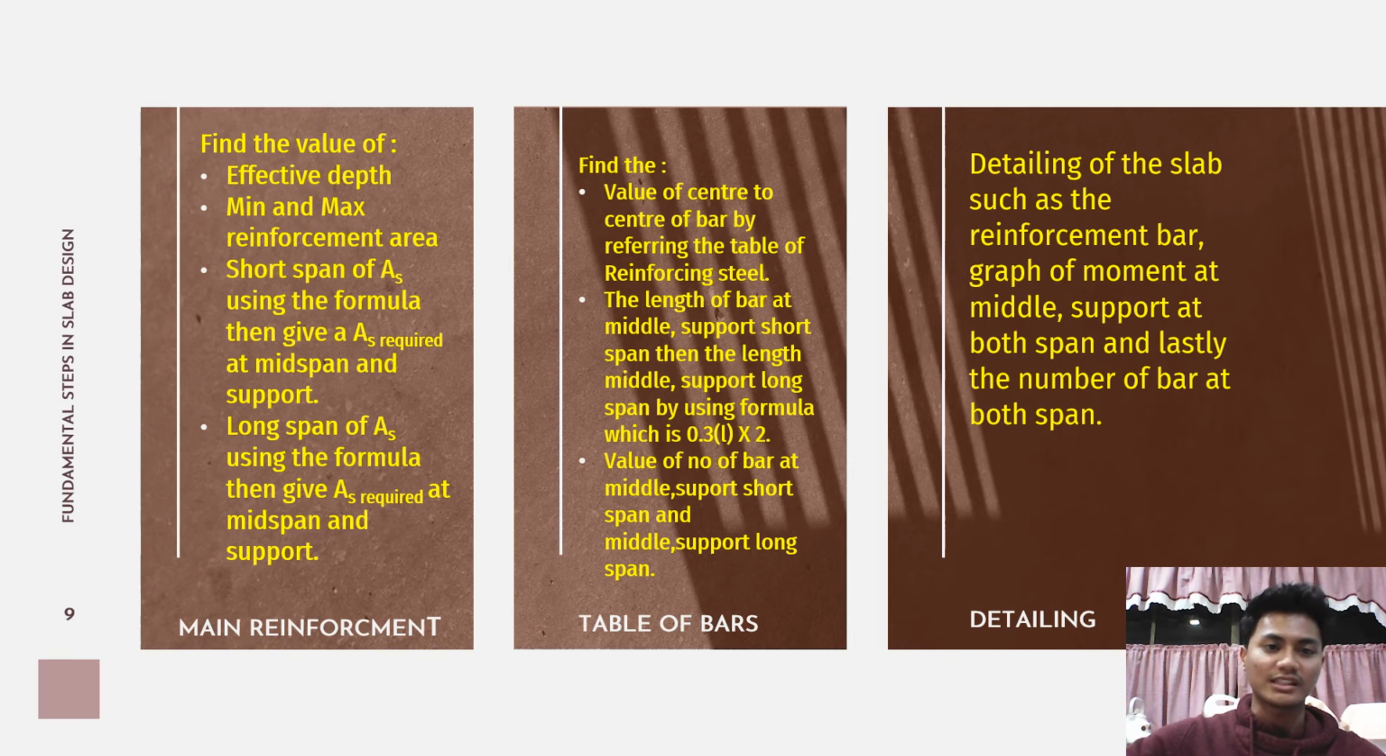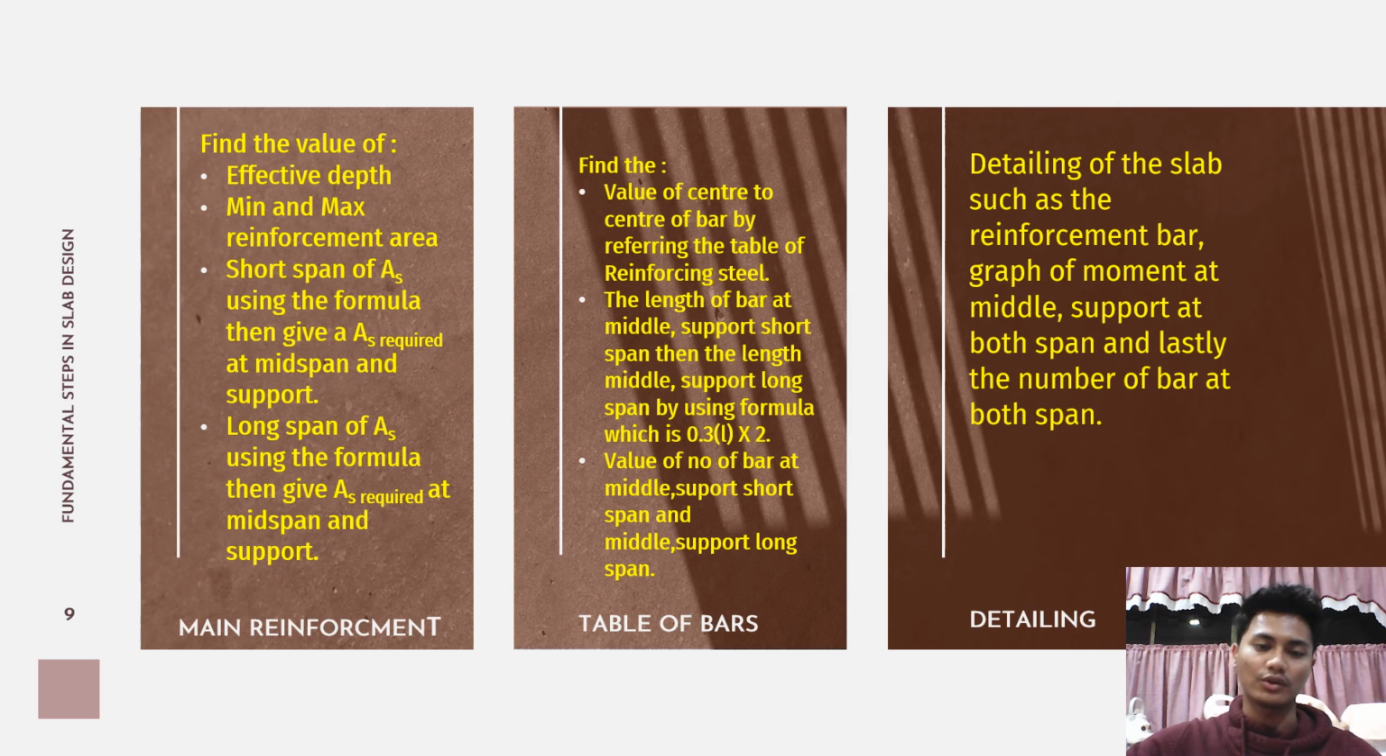Moving on to the fourth step, which is main reinforcement. So for main reinforcement, you should find the value of effective depth first, and then move to the minimum and maximum reinforcement area. And then you should find the value of As for the short span using the formula, which is K and then z. Then give As required at mid span and support. For the long span as well, you should find the value of As using the formula, then give As required at the mid span and support.